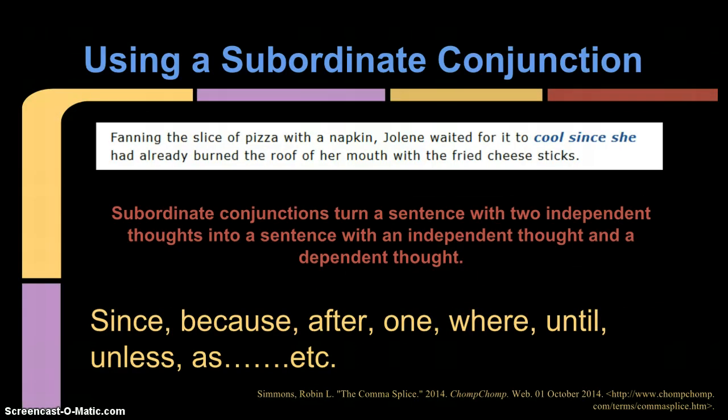Using a subordinate conjunction. Subordinate conjunctions are used to turn a sentence that has two independent thoughts into a sentence that has an independent thought followed by a dependent thought. Common subordinate conjunctions include since, because, after, once, where, until, unless, as, etc. So our sentence now reads, Fanning the slice of pizza with a napkin, Jolene waited for it to cool, since she had already burned the roof of her mouth with the fried cheese sticks. Adding the subordinate conjunction since makes this a complete and proper sentence.